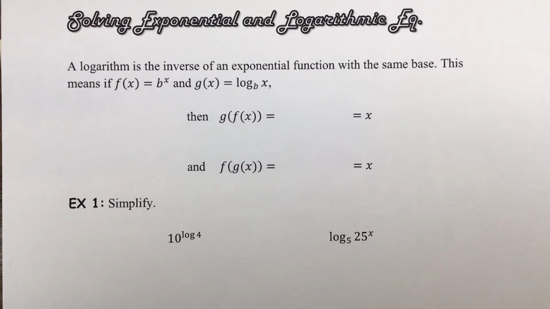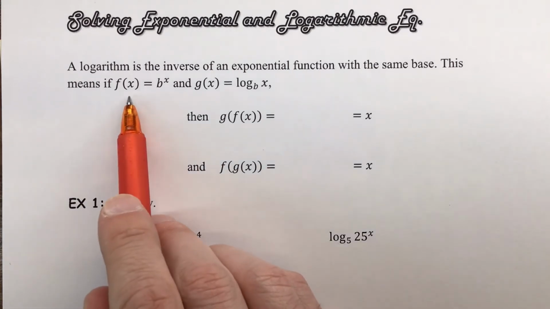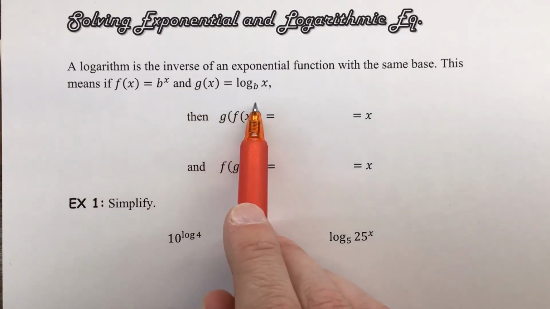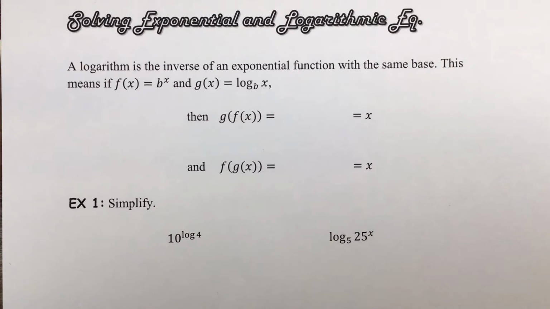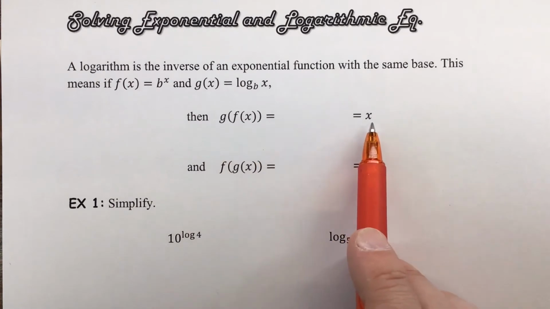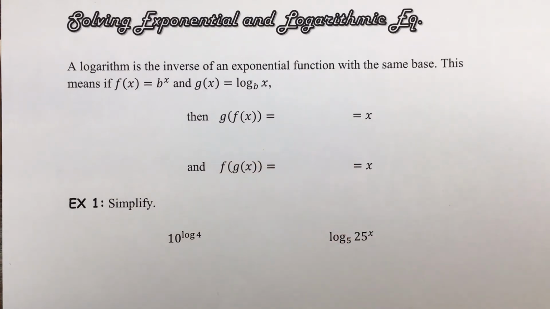All right, so if we're given two functions such as these, f of x is equal to b to the x power and g of x is equal to log base b of x, these would be inverses of each other. If we were to build composites of them, we would actually get the result of x. Inverse functions will undo what the other one does. So if you build a composite with them, you will get back your input.